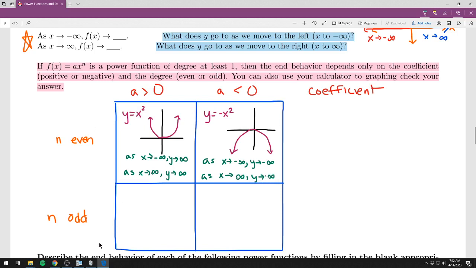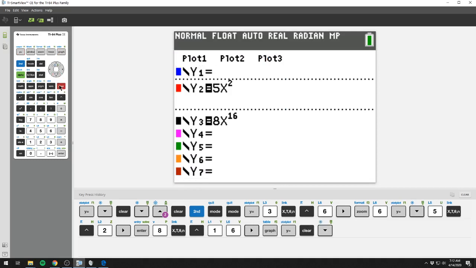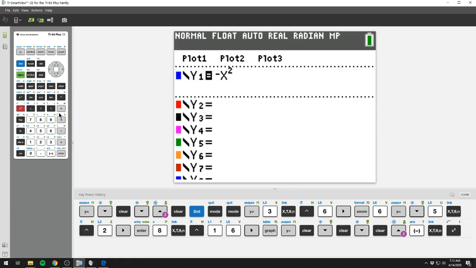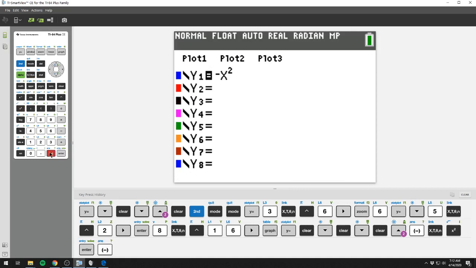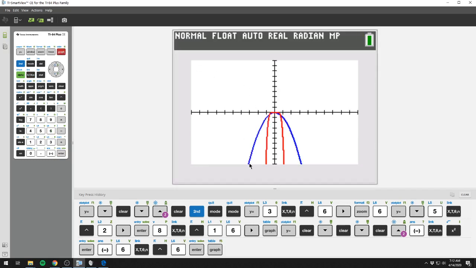And once again, you can do examples in your calculator. I can go to y equals, I'm going to get rid of all this, but pick any negative number. You can just do negative x squared like we had for our first example. Negative 6x to any even power. And you can see that they'll both do that same thing. One's going to be steeper than the other, that's fine. But as we go to the left, they both go down to negative infinity. As we go to the right, they're both going to continue going down.